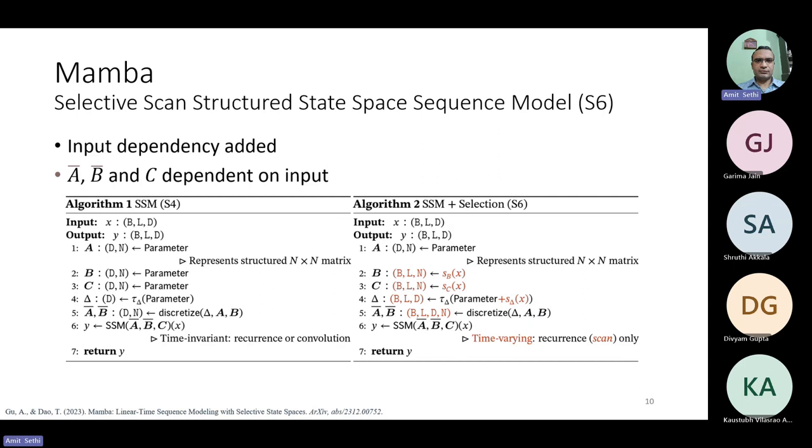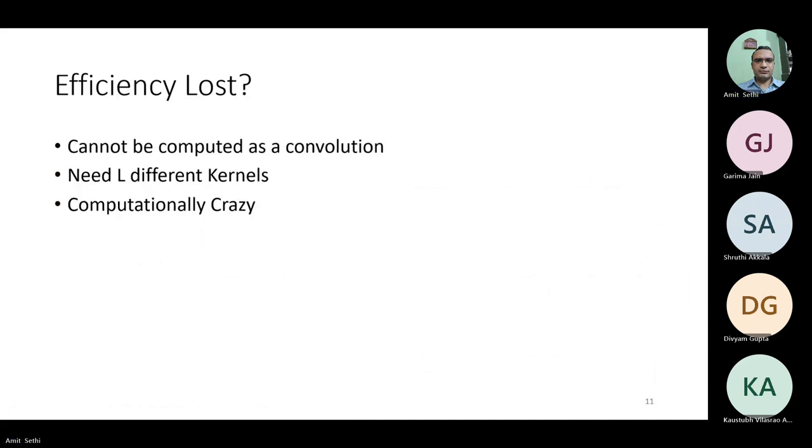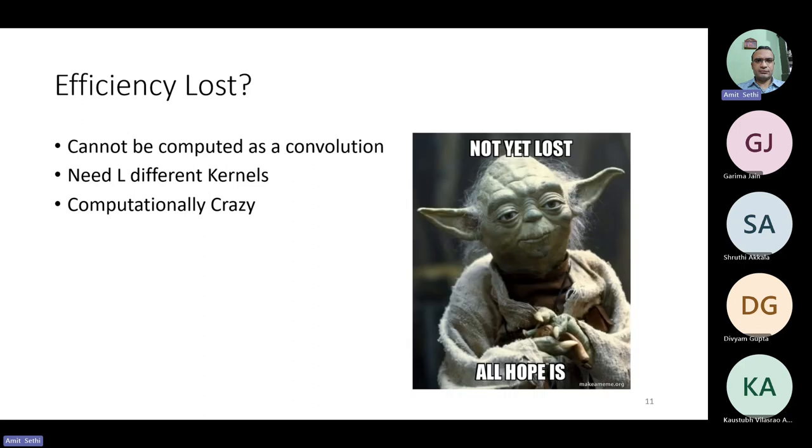And this is where the foresight, or whatever innovation they brought in, the hardware aware algorithm. There's no theoretical thing now, it's hardware. We know that this thing has to run on GPU, so let us make it faster on GPU. Like I said, the efficiency is lost, it cannot be computed as a convolution. You need L different kernels, otherwise, for every input, you need a new one. And that is computationally crazy. But nothing is lost. We still have hope.